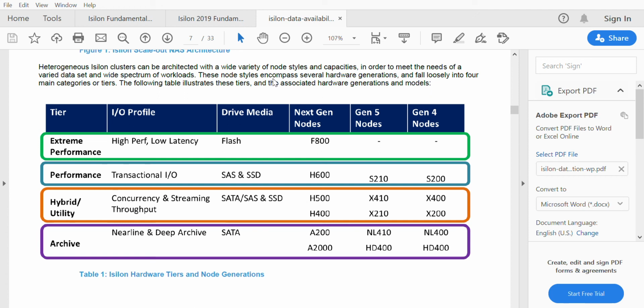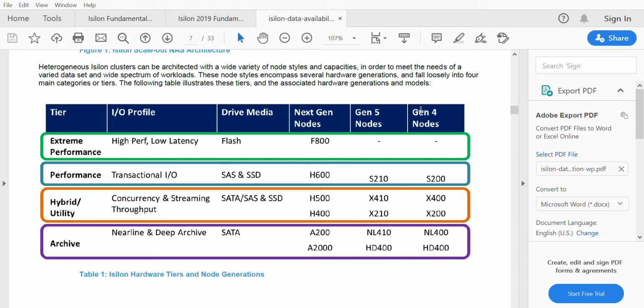Hello. So in this video we'll be seeing the different types of nodes that are available in Isilon. Isilon had Gen 4 nodes earlier. In Gen 4 nodes we have three different types of series of nodes: the first one S series, the second one X series, the third one NL series and HD series. These different series of nodes serve different purposes.